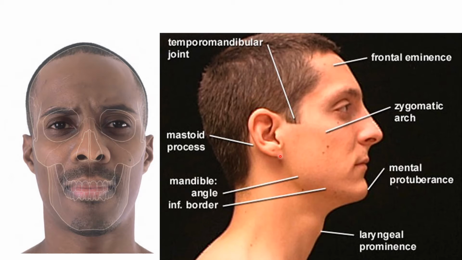Then this will be the inferior border of the mandible, and this is the angle of the mandible, which is a more angulated structure over the inferior border. Just behind the ear, all of you can palpate your mastoid process. It is the most prominent structure behind the ear, the pinna.